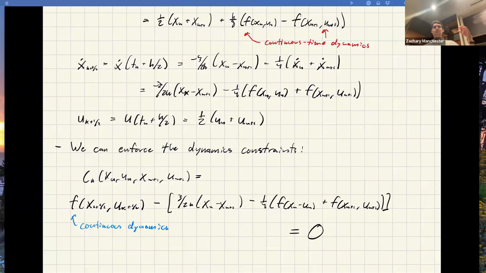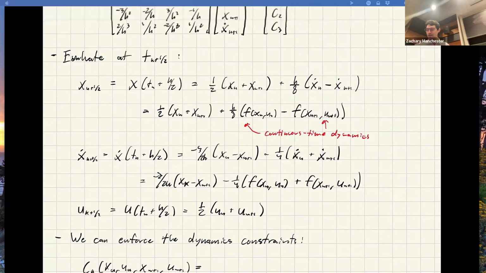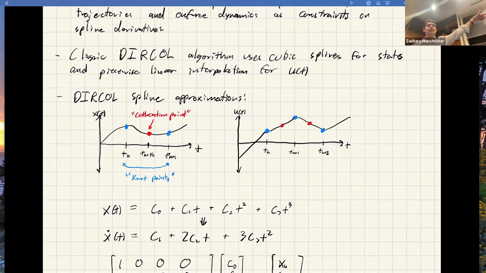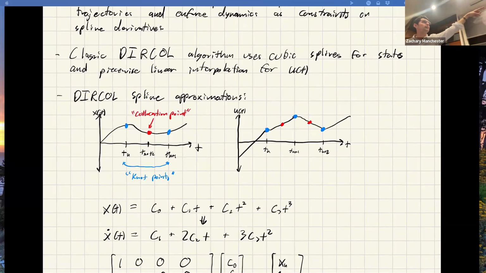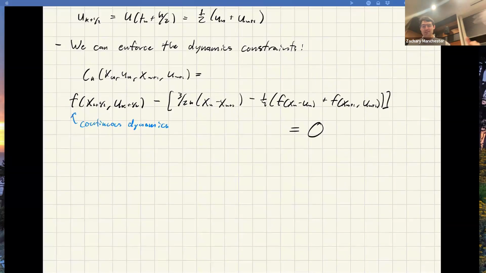Bunch of algebra. But basically, the overall recipe is we assume there's a spline connecting the knot points. We write the spline in terms of the values at the knot points. Then I enforce the dynamics constraints at that collocation point by interpolating the x's and u's to the middle and just enforcing f has to equal x dot on the spline at the midpoint. So that's all this mess. It just comes down to that one equation.